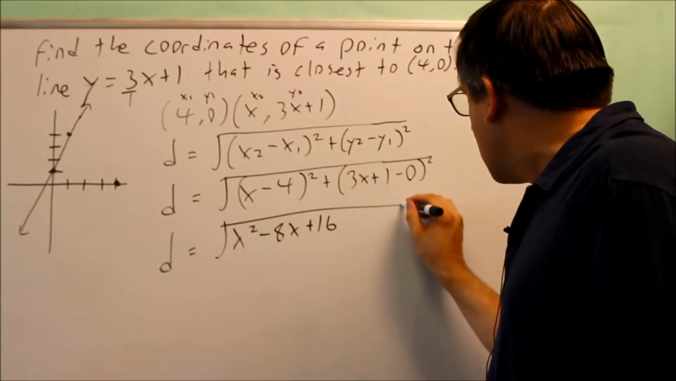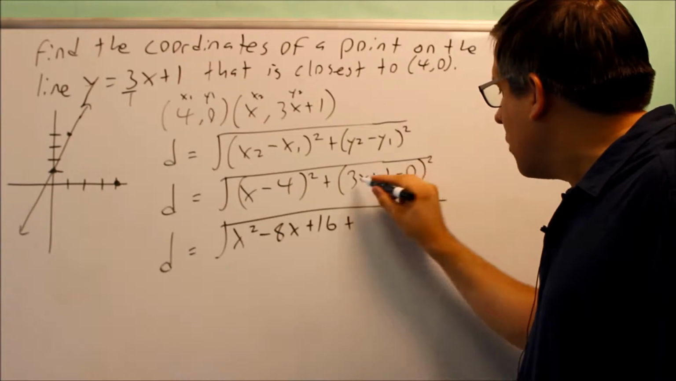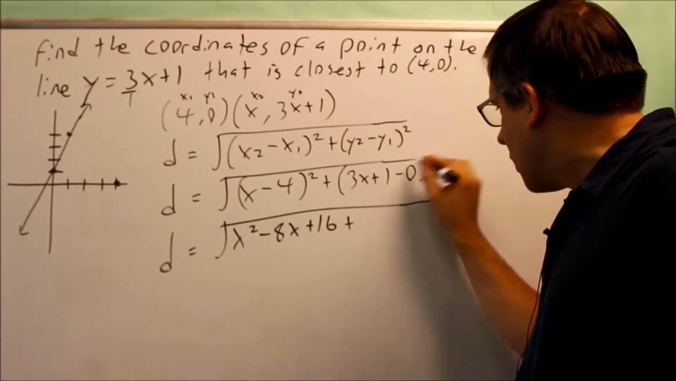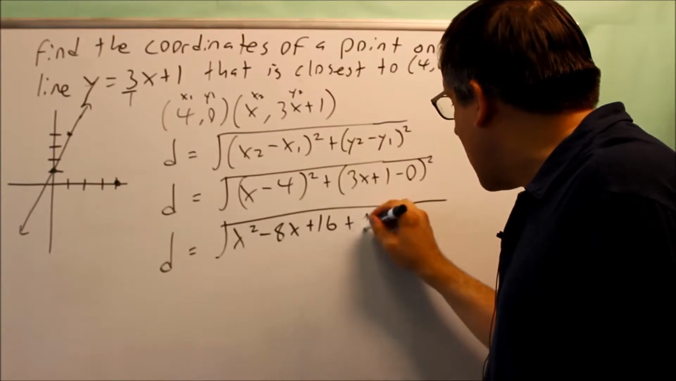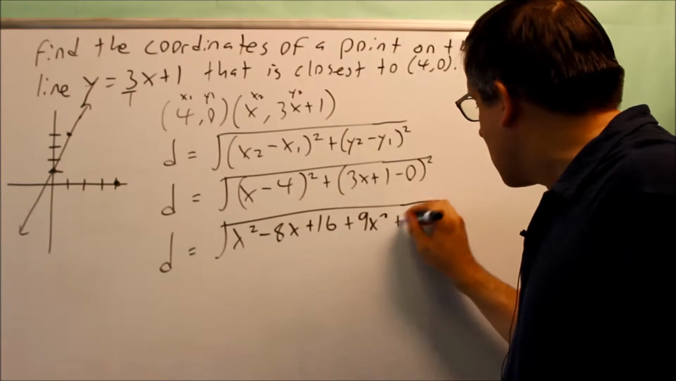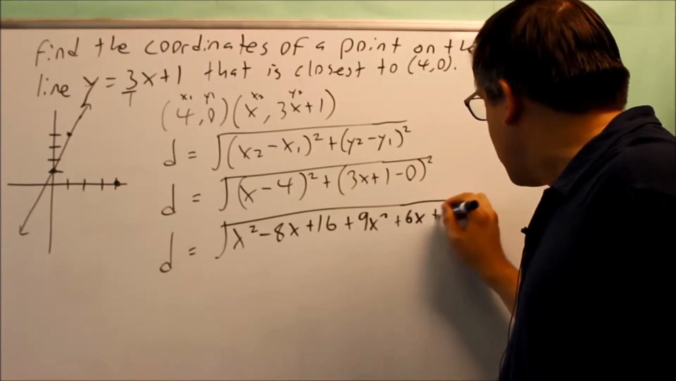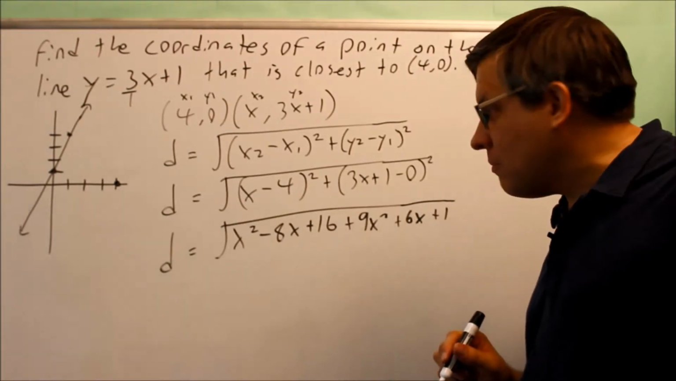The other one over here, you're going to do the same thing. You want to multiply that one out. So this is really going to be 3x plus 1 squared, because minus 0 is going to drop out. If you multiply that, you're going to get 9x squared. And then you get 3x and 3x, that's 6x. And then plus 1 in the end. So that's what you would get when you multiply and expand all that out.